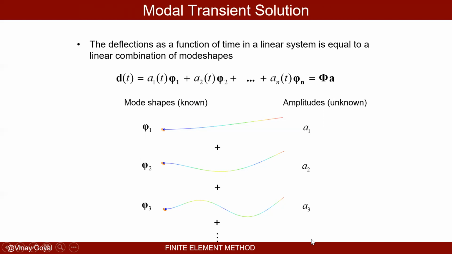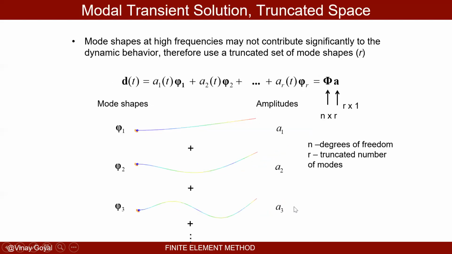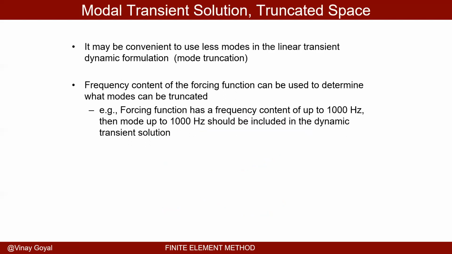But what if I told you that maybe the first 10 A's matter? These first 10 frequencies are the ones that matter, the mode shapes. Then I simplify the problem to just finding 10 of these A's. So it's a very, very powerful idea if I can get there. So what if I truncate the space, the solution?